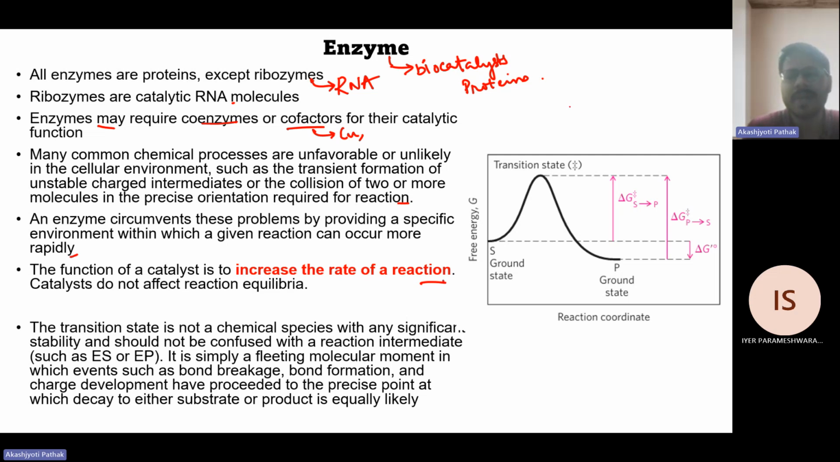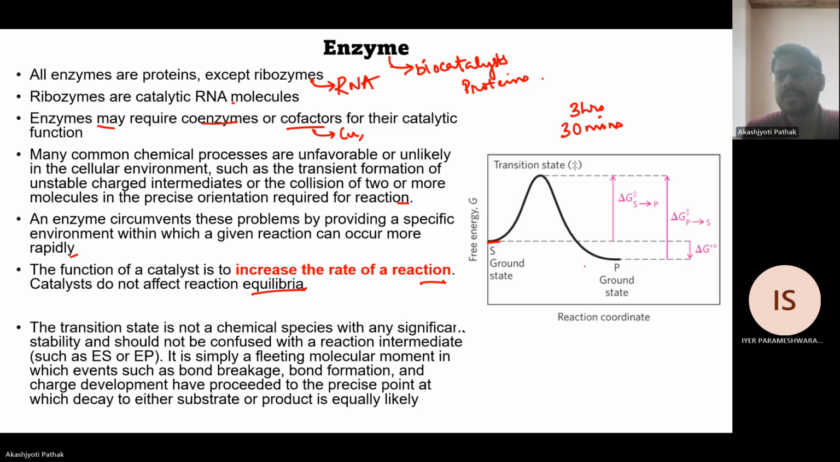What does it mean? If a reaction was taking place in 3 hours, what happens when you add a catalyst? In chemistry, you must have read that this reaction will take place in 30 minutes once you add the catalyst. Similarly, this is the function of enzymes also. When you add the enzyme, it increases the rate of reaction, but it does not affect the reaction equilibrium.